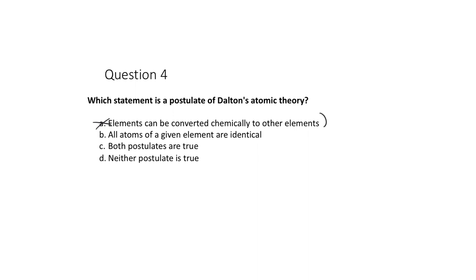All atoms of a given element are identical. This is a statement of Dalton's atomic theory. It's actually a statement of the theory that isn't entirely true, because we know elements do exist as isotopes, or at least now we know that, but of course that wasn't something that Dalton was aware of or was thinking about at the time in the early 1800s when he was postulating atomic theory.